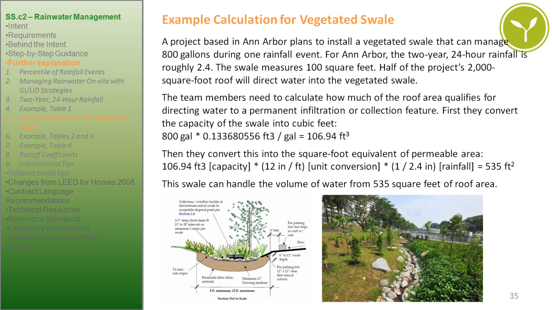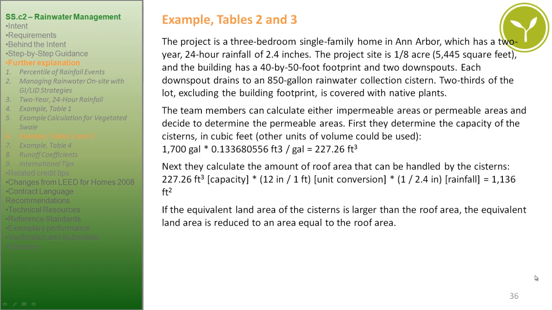106.94 cubic feet is the capacity, multiplied by 12 inches per foot, the unit conversion, multiplied by 1 over 2.4 inches, the rainfall, equals 535 square feet. This swale can handle the volume of water from 535 square feet of roof area. Examples, Tables 2 and 3.